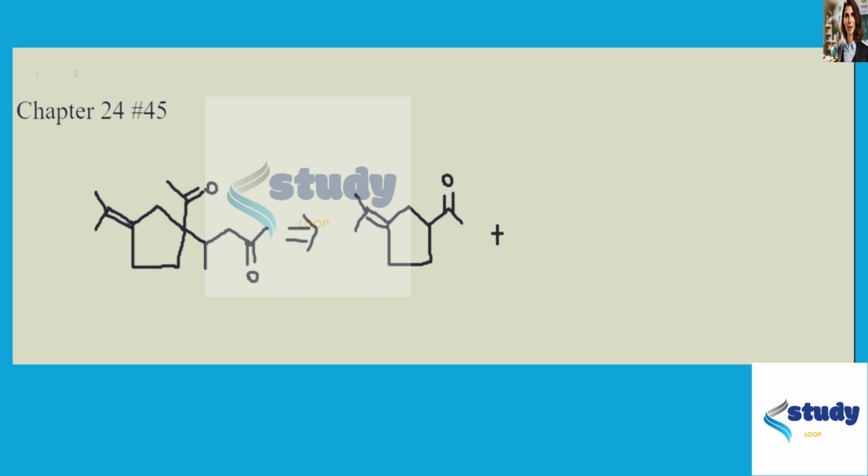So this is molecule A. I suppose I should label it. And so we're asked in part A of this problem. So let me label that as well. We're asked in part A what Michael acceptor is needed to make the starting material for the aldol reaction. That Michael acceptor is going to look like this.